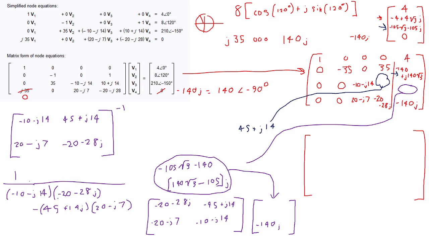So we need to calculate whatever is going on in the denominator. You can absolutely manually run this through, but I'm just going to calculate. So that's negative 10 minus 14i times negative 20 minus 28i. Then I just go minus quantity 45 plus 14i. And so your calculator can do this times 20 minus 7i.